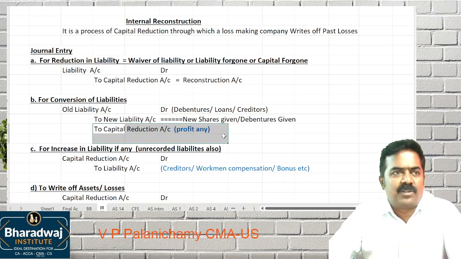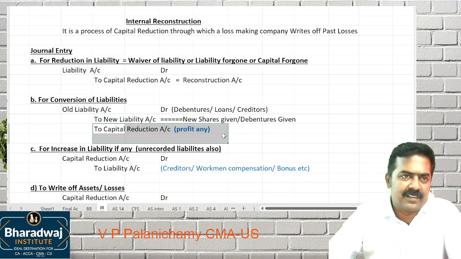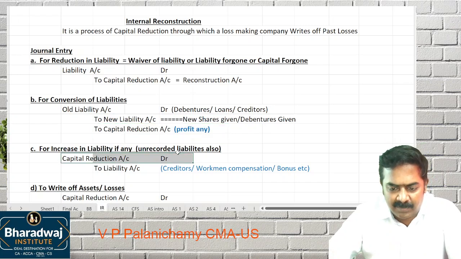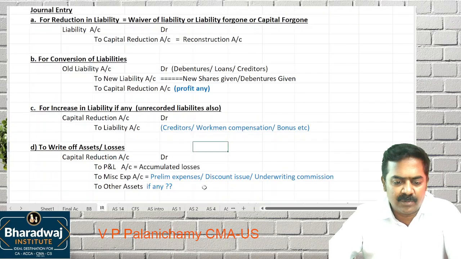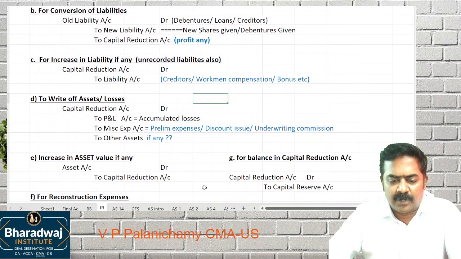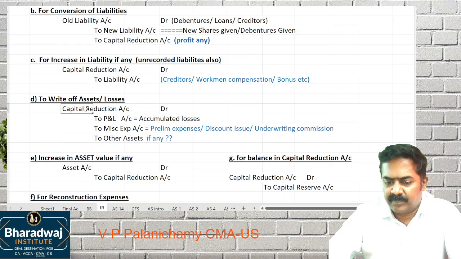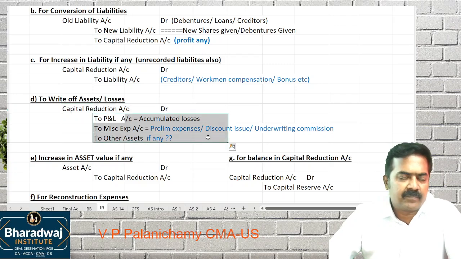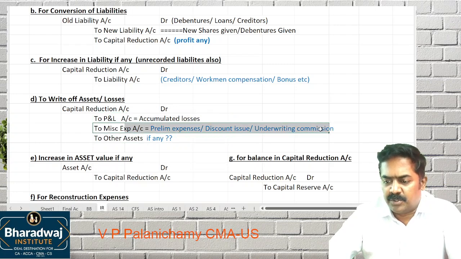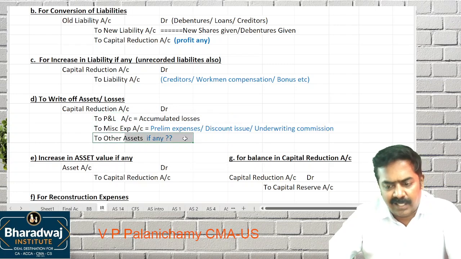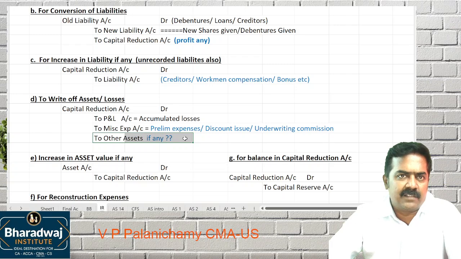So capital reduction account is where all profits and losses will be recorded. Then if the liability increases, capital reduction account debit to which account? Liability account. Then using these profits, we will write off the assets. Capital reduction account debit to various assets. Assets will have which balance? To write off, credit them. It can be accumulated losses, preliminary expenses, discount on issue, underwriting commission, all those things. Any other asset given in the question.